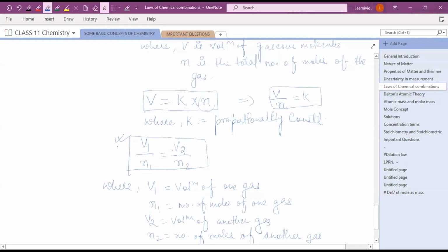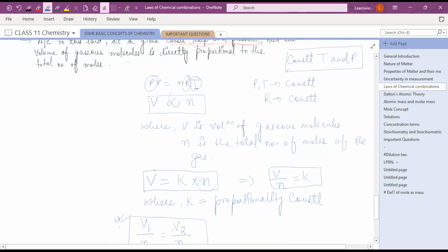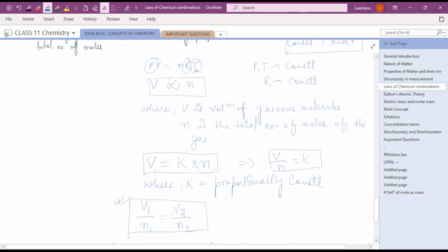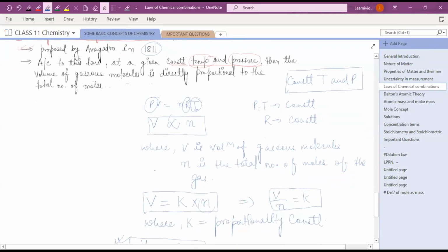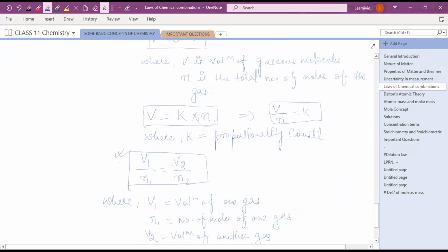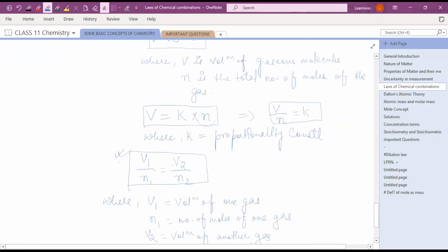Okay, so sometimes this type of question comes. So you should remember this formula: V1 upon n1 equals V2 upon n2. And how did it come? It came from the ideal gas equation PV equals nRT by keeping the temperature and pressure constant. So what does this law say? Avogadro's law says that when you keep the temperature and pressure constant, the volume of a gas is directly proportional to the number of moles, which means when you increase the number of moles, the volume will also automatically increase, and vice versa.